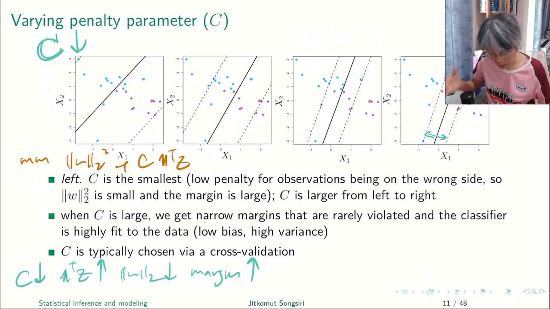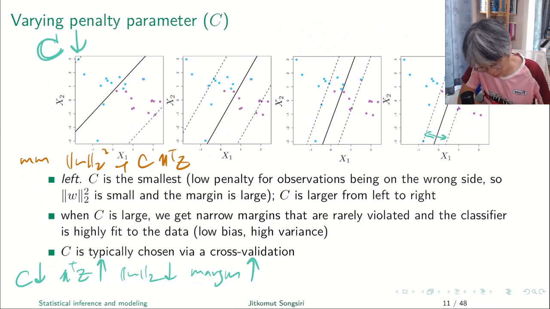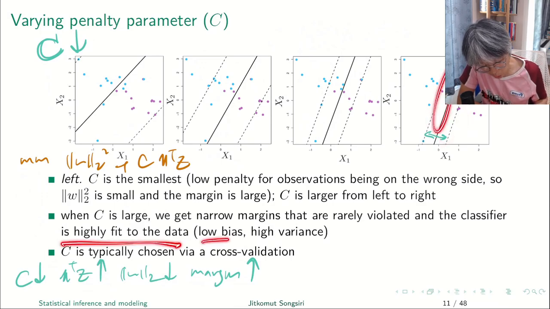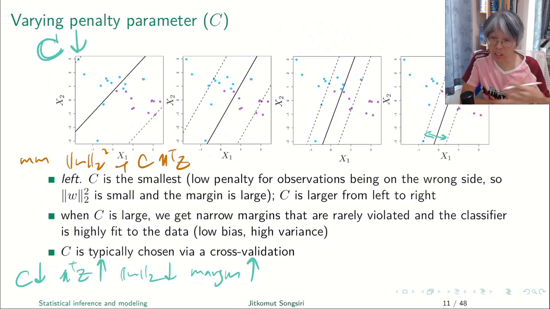As we understand the effect of C on your linear classifier, the soft margin classifier, how can we choose an appropriate value of C? Typically we choose it via cross validation. It also goes back to the concept of the bias and variance decomposition. When C is large, your classifier seems to care a lot more about the data points, so it fits the data highly. So it's low bias, and it's going to have higher variance, which means if you apply this linear classifier to a new data set, it is likely to generate totally different outcomes from the data set that you used for training.